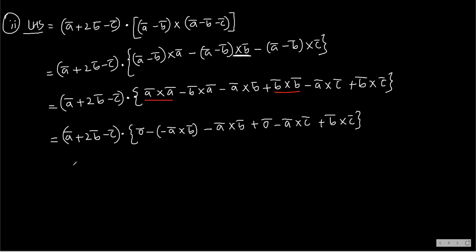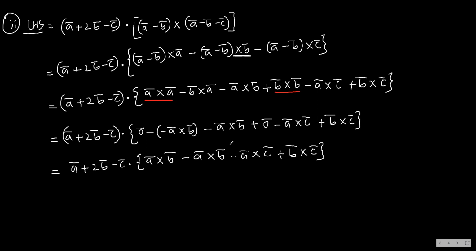Okay, now see next step. So this is a bar plus 2b bar minus c bar dot. Now see, wherever 0 bar you have, you can just ignore it, because adding or subtracting 0 bar to any vector will get you the same vector once again. Here you have minus of minus become plus. So a bar cross b bar minus a bar cross b bar minus a bar cross c bar plus b bar cross c bar. This is what you get. Now in the next step, a bar cross b bar and minus a bar cross b bar, these two vectors cancel.